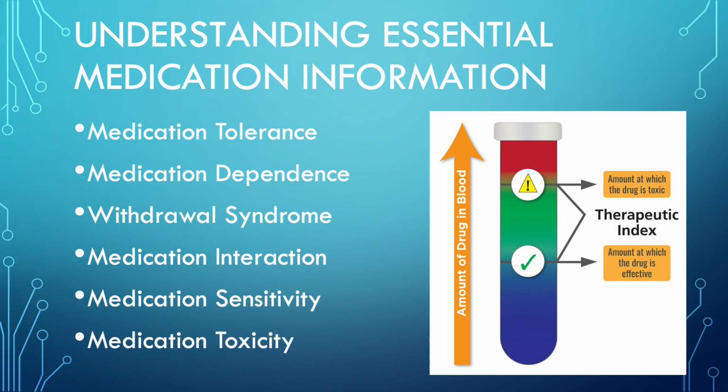So a tolerance is different than a medication dependence. A medication dependence is a physiologic or psychological need for a medication. Our brain tells us that we need it and we need it more and more. If a patient is psychologically or physically dependent on a medication, if they stop getting it, withdrawal symptoms can occur. And withdrawal symptoms include a variety of physical and mental manifestations.